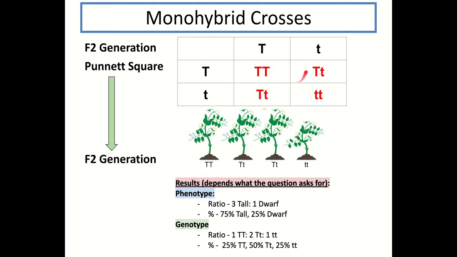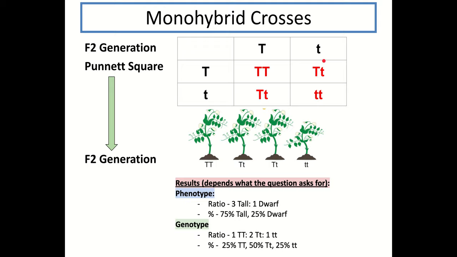Okay, so in this example here, we can try and work out what the ratio would be. To get the numbers, we use the table. Out of these four possible offspring in red, how many would have a tall phenotype? Well, there are three that have big T and one that doesn't. We knew that big T means tall, so there are three big T's.